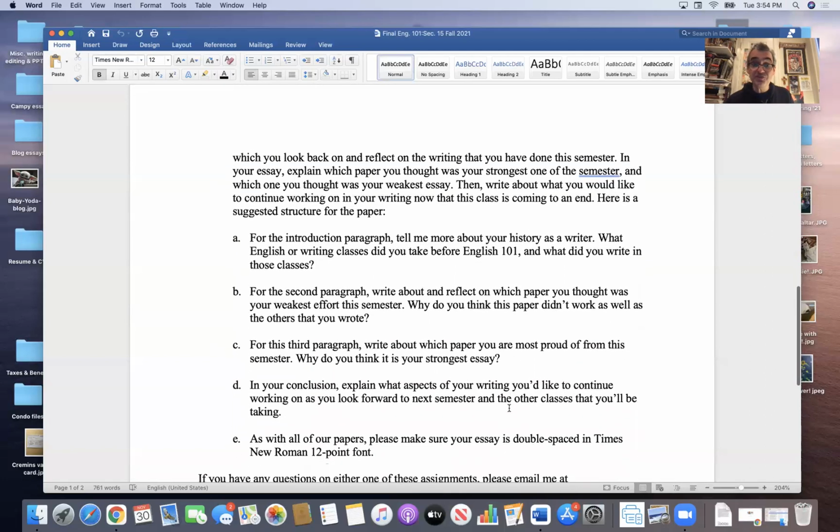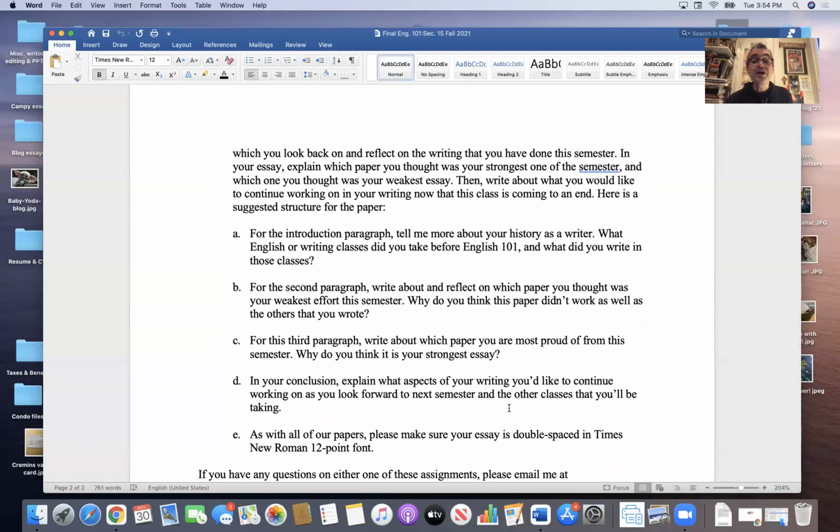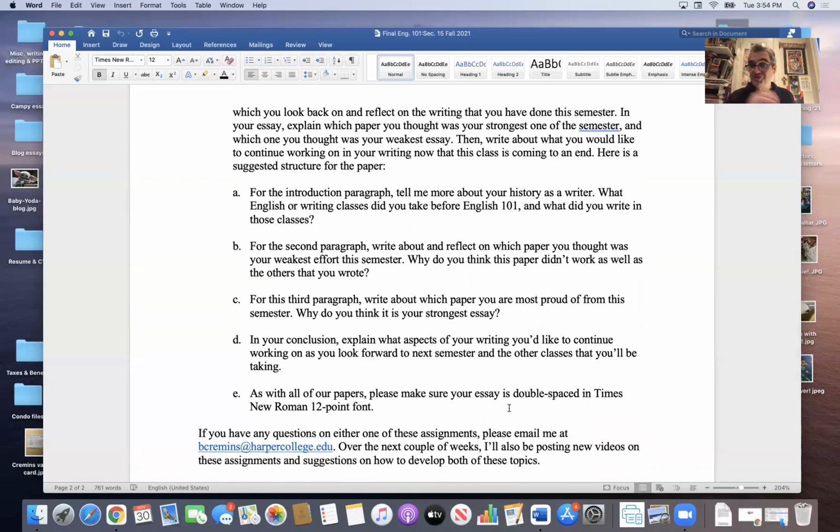Now, to help you with this, if you choose to do this topic, I've given you a breakdown of how to organize this miniature short response essay. So it should still be double spaced, Times New Roman 12-point font, but it's a 4-paragraph essay. And as you'll see here, there's an outline for an introductory paragraph about your history as a writer, second paragraph.